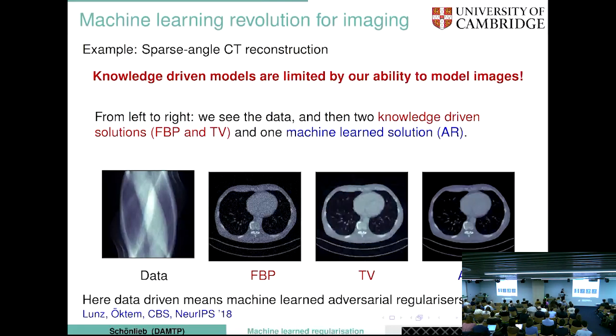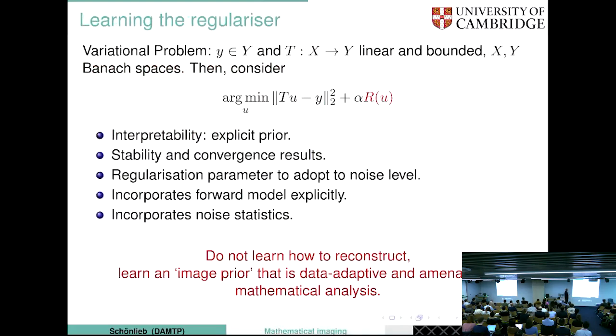And so from left to right, these are effectively different understandings of our priors. I mean, realistically, this is sort of no prior. TV is total variation, i.e. sort of piecewise constant. And then AR is a machine learned one.